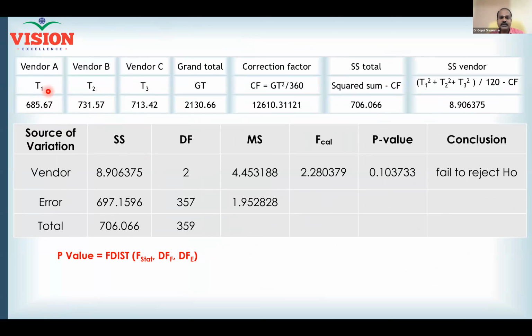You see here the total time consumed by vendor A is 685, by vendor B is 731, and by vendor C is 713. Now who has consumed more time? Vendor B, T2. And who has consumed less time? Vendor A. So the normal conclusion is vendor A is found to be better because it takes less time to complete the task, isn't it? He could perform faster. So now normally we tend to retain vendor A and then penalize vendors B and C. Maybe we may cancel the contract or something, isn't it?